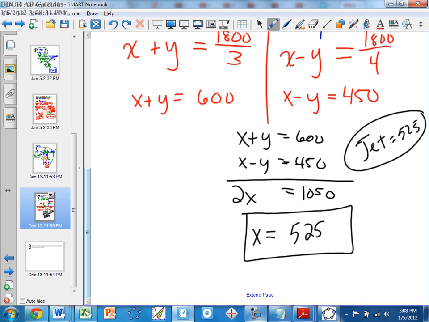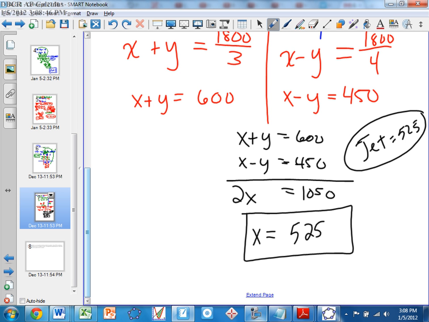Well, I want the other one too, don't I? Yeah. Whichever. This time it makes no difference. How'd you get 2x? How'd you get 2y? These are opposites, aren't they? They cancel. Yeah, you can do one.